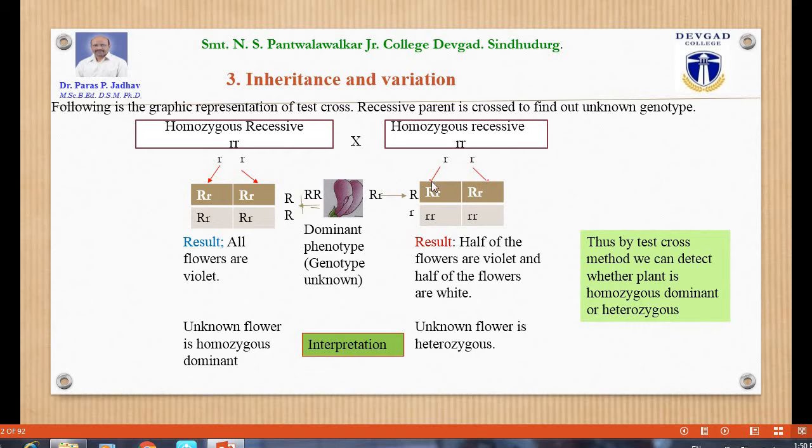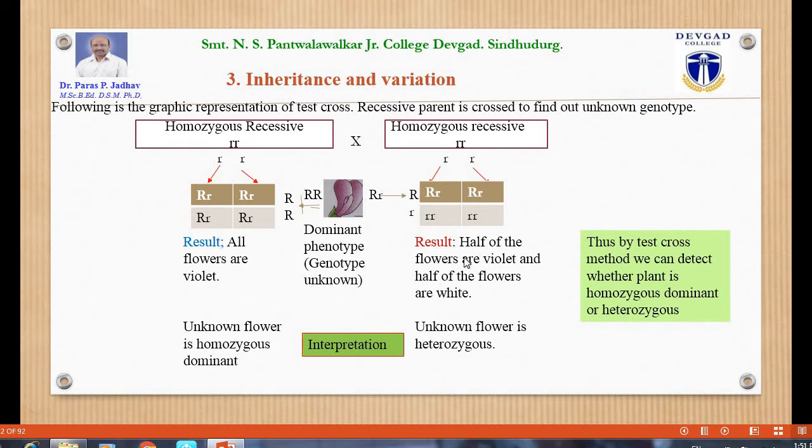जर हा कॅपिटल आर या स्मॉल आर सिनेट झाला तर या प्लांटचे जीनोटाइप असतील कॅपिटल आर स्मॉल आर. हा स्मॉल आर या स्मॉल आर सिनेट झाला तर जीनोटाइप असतील स्मॉल आर स्मॉल आर.